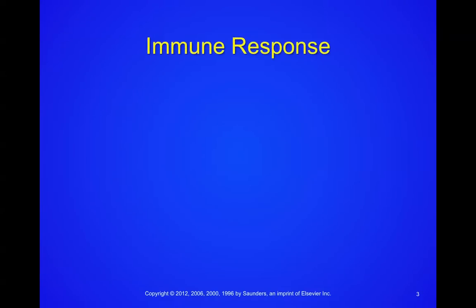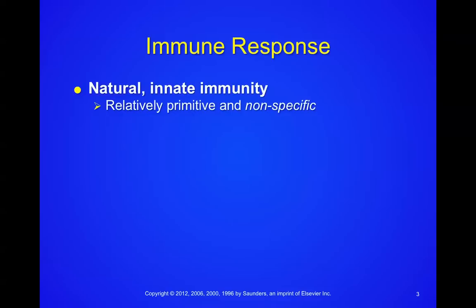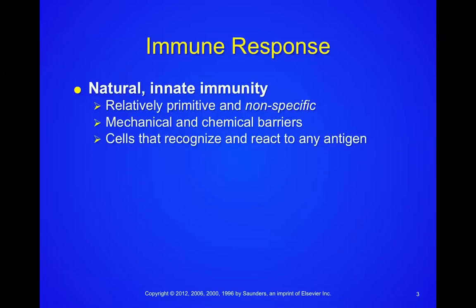The immune response includes two complex interacting systems. The first is natural innate immunity, which is relatively primitive and non-specific. It involves mechanical and chemical barriers, along with the various cells of inflammation that were covered in the previous chapter, which recognize and react to any antigen.